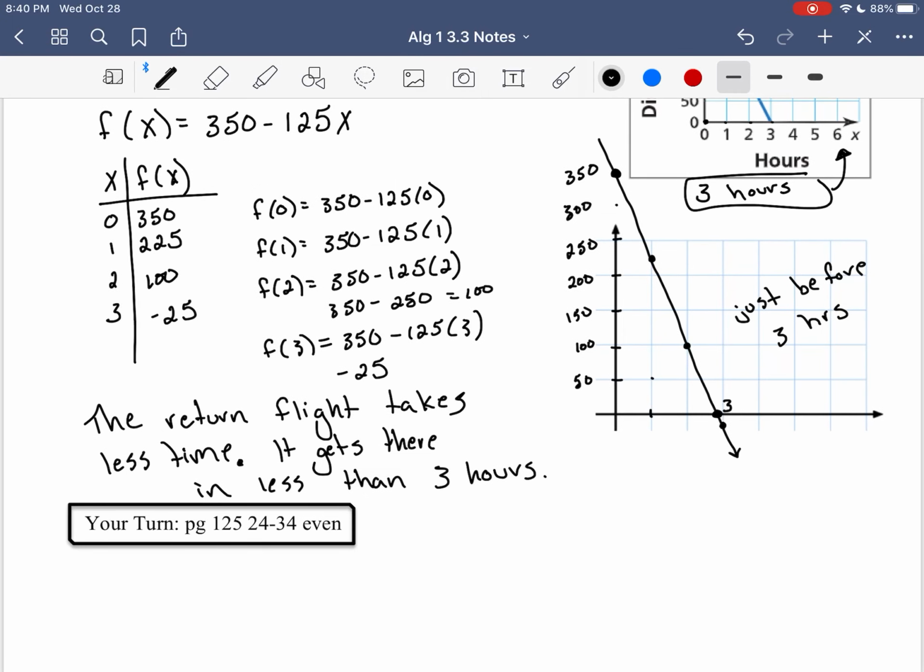Okay. All right, the last bit of practice, this last bit, 125, 24 through 34. Once you get those all finished, please submit them to Schoology so you can correct your answers.